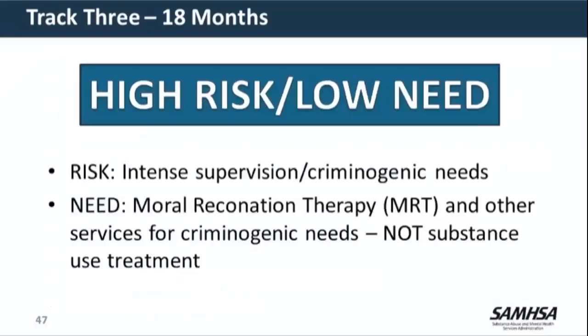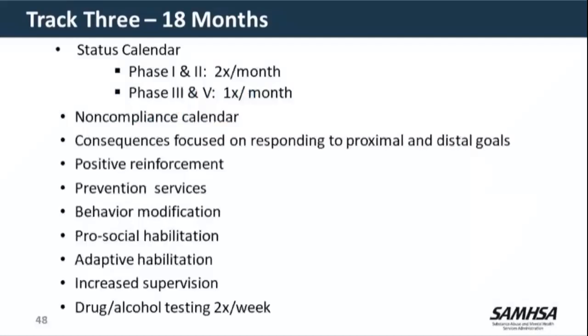Then track 3. This track surprised me a little bit. This is the one that is high risk, low need. And so these individuals have the high criminal history. They have criminal behavior and a lot of criminogenic needs. However, they did not assess as having a substance use disorder. And so the essence of this program, if you'll note on the next slide, looks very, very much like our traditional drug court. However, one thing is missing, and that is substance use treatment.